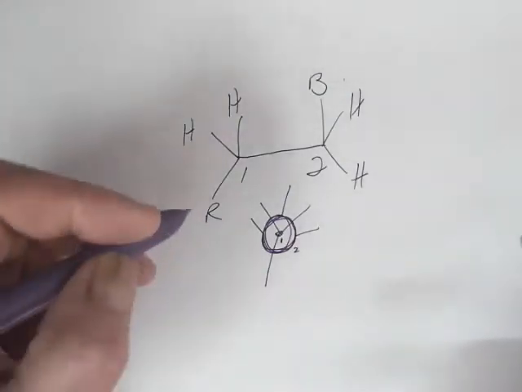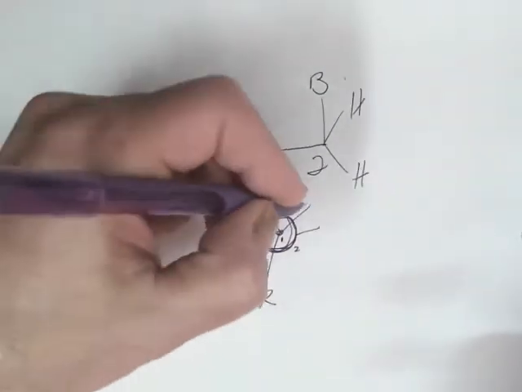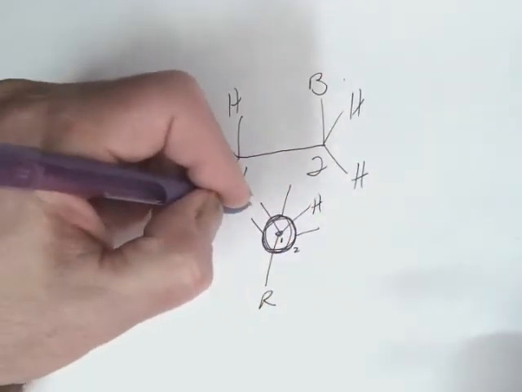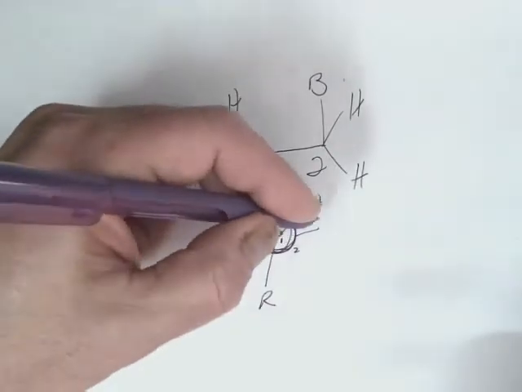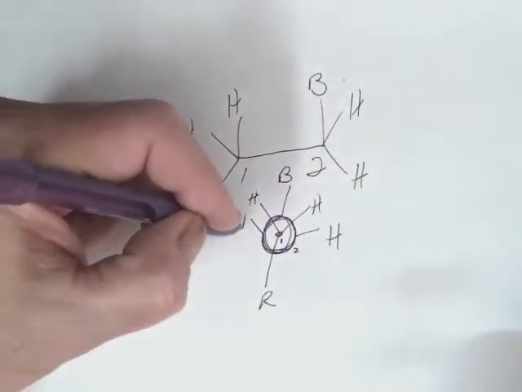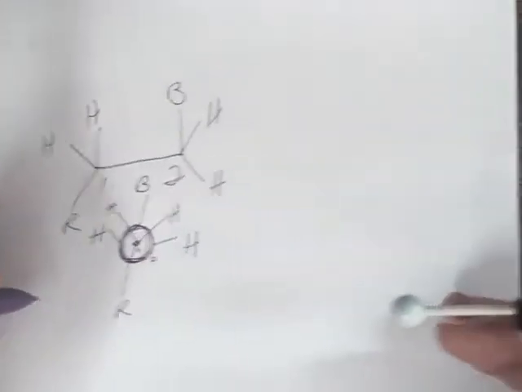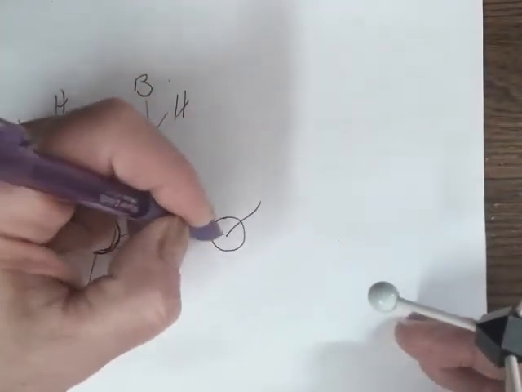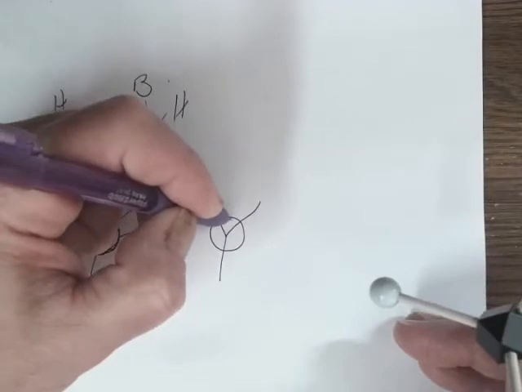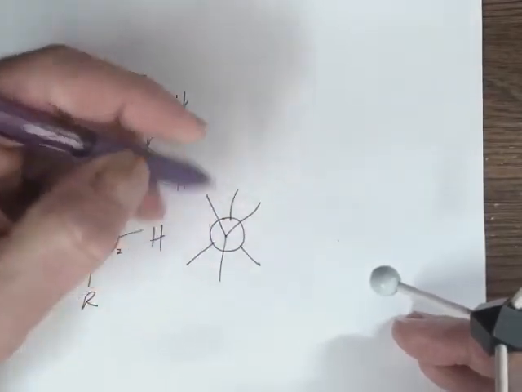So then carbon 1 has a red. It has 2 H's. Carbon 2 has a blue and 2 H's. And you have a Newman projection. Now I'll draw it more neatly over here. I draw these things so quickly, but that doesn't help you. Okay, there we are. That looks better.